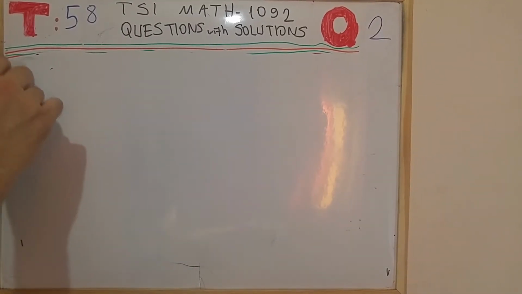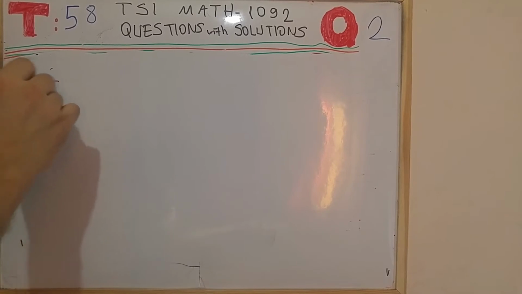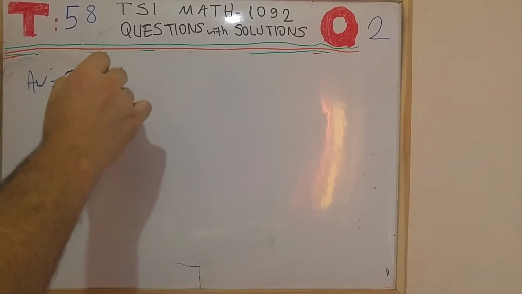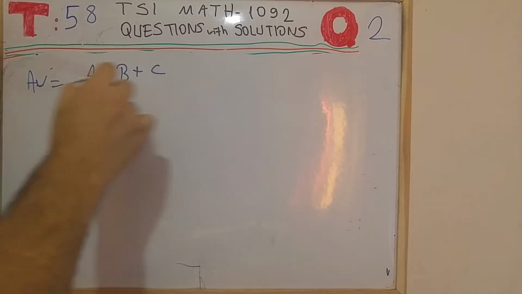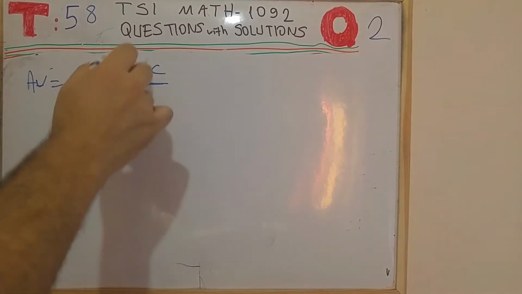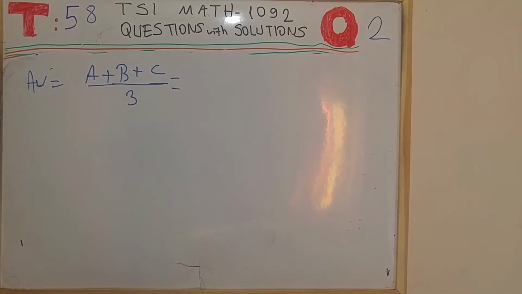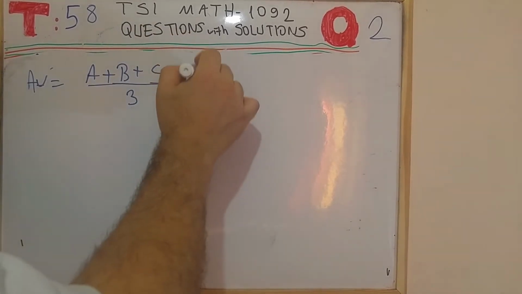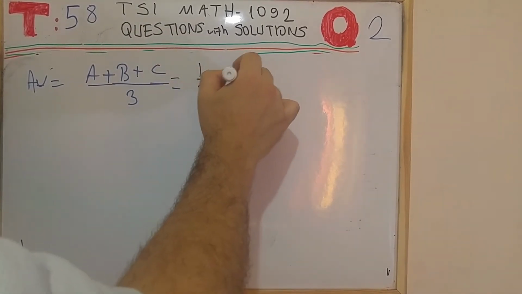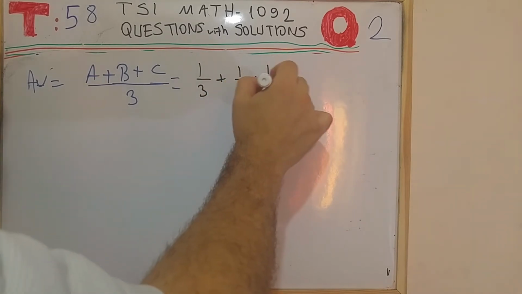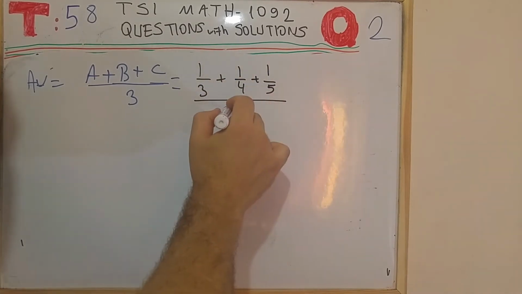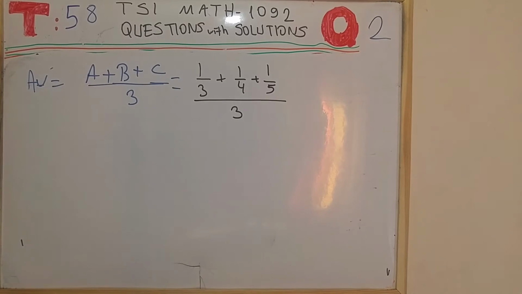Calculate the average. I first have to sum these values up and then divide by the number of values, which are A, B, and C, which is 3. Let's do it. What we have to do is to sum up 1 over 3 plus 1 over 4 plus 1 over 5 and divide it by 3.